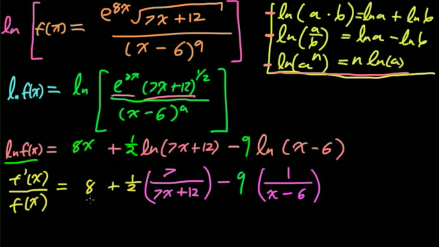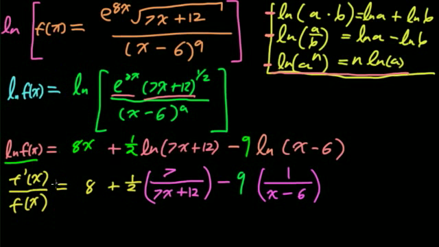Hi, and welcome back. So in the past video, we were taking this function. We had f of x is equal to e raised to the 8x times the square root of 7x plus 12, all of that divided by x minus 6 raised to the ninth power. And we were trying to just take the derivative of that expression, and we were doing that by using logarithmic differentiation. And we did a bunch of this in the last video, and we got down to this point.